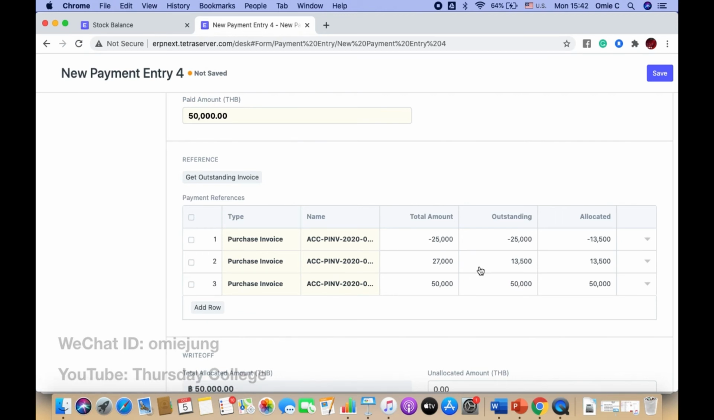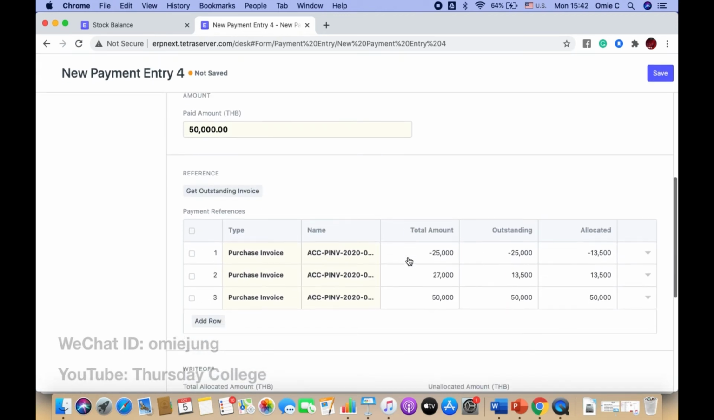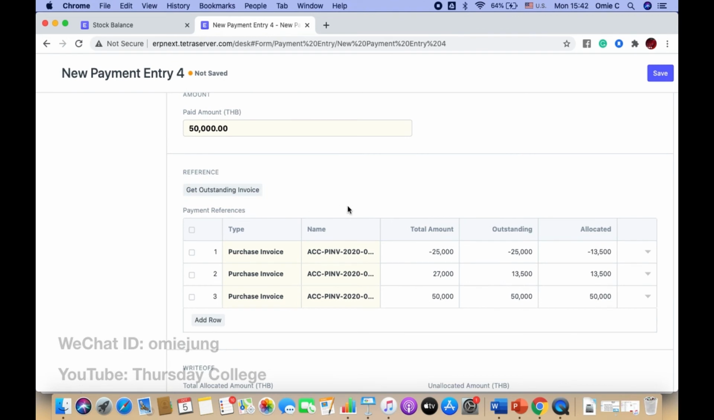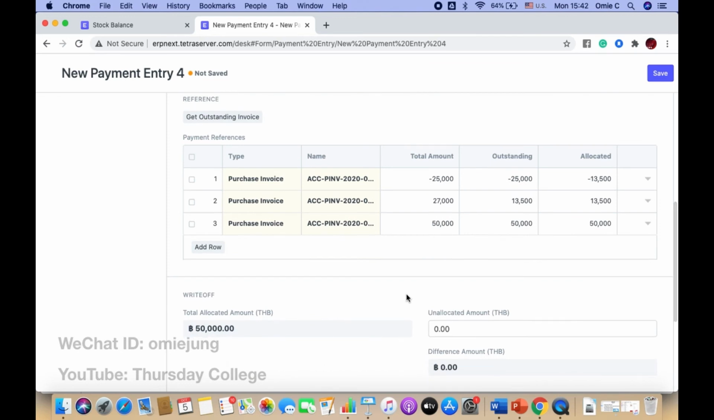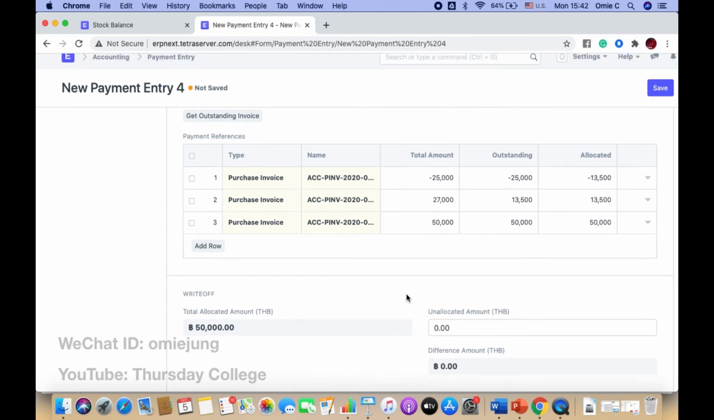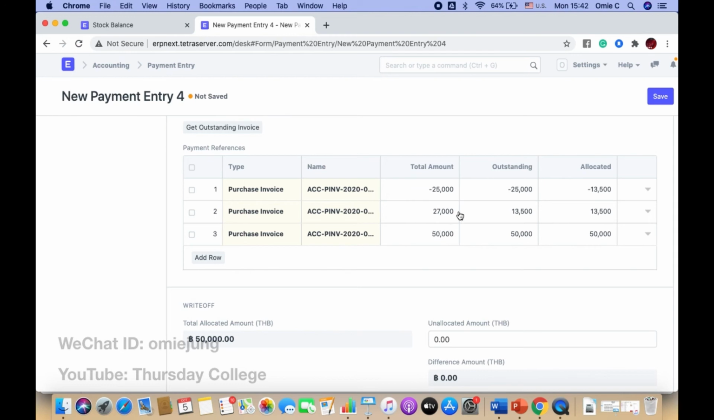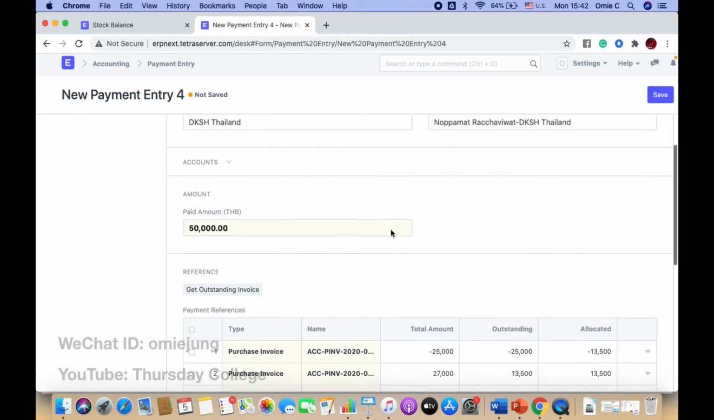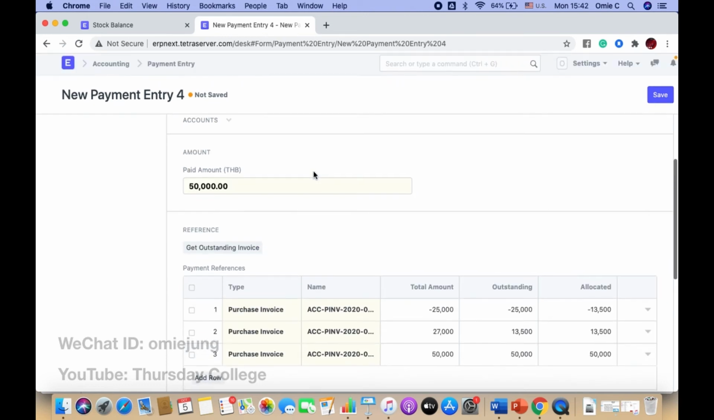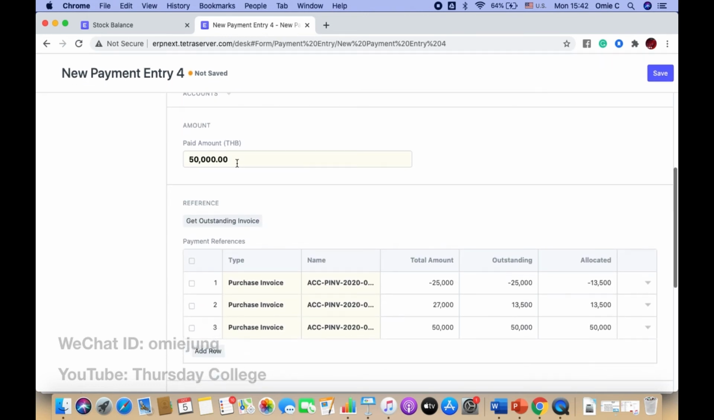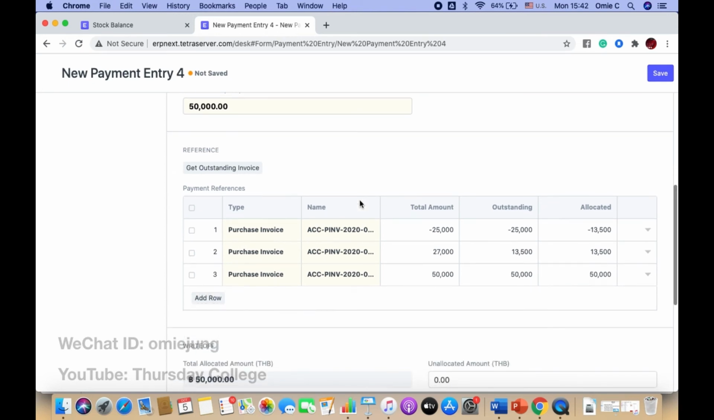So I think this one is maybe from the last video clip. I can show when I click get outstanding invoice, they're gonna have the one deduction, so it means I didn't need to pay the full amount of 50, I pay only 527. I just pay only the amount that is left. If you remember, I still need to pay only half of them left, so I should issue like 50,000 baht.